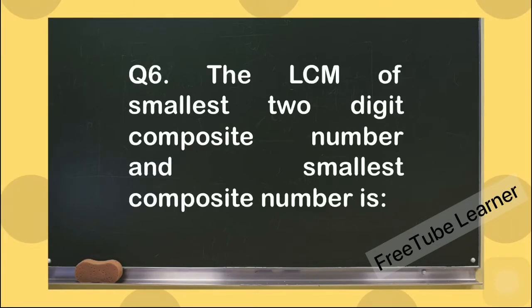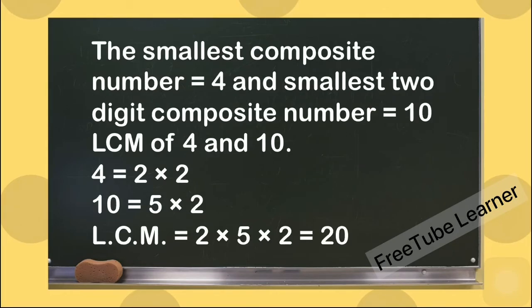Question 6. Find the LCM of the smallest two-digit composite number and the smallest composite number. We know the smallest two-digit number is 10. Is 10 a composite number or not? Since 10 has two factors other than 1 and the number itself, that is 2 and 5, hence we can say 10 is a composite number. So the smallest two-digit composite number is 10, and the smallest composite number is 4. So here we have to find the LCM of 4 and 10. So the answer is LCM of 4 and 10, which is equal to 20.